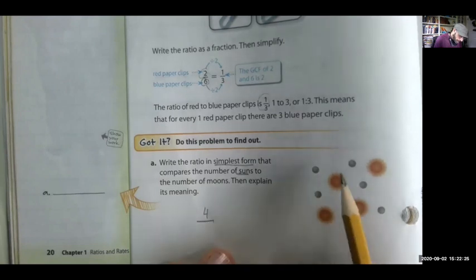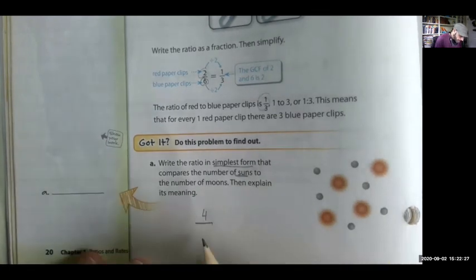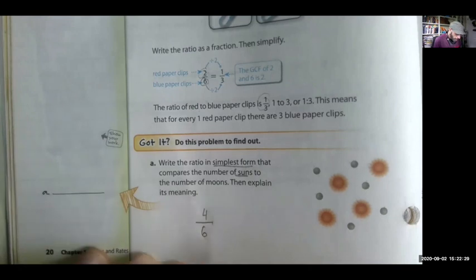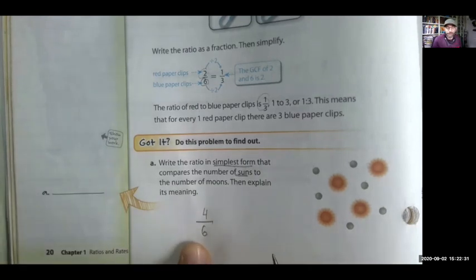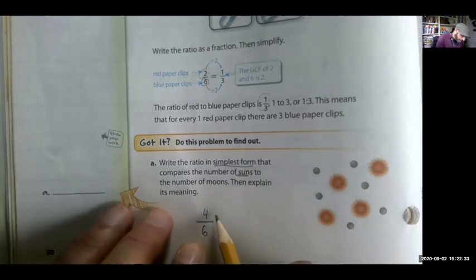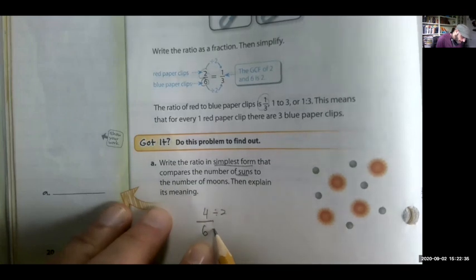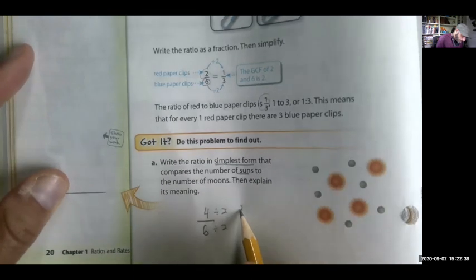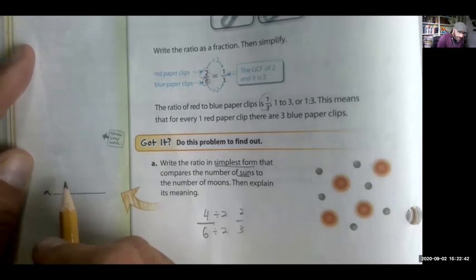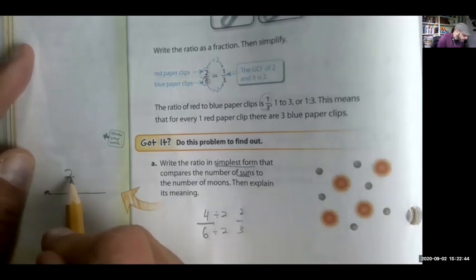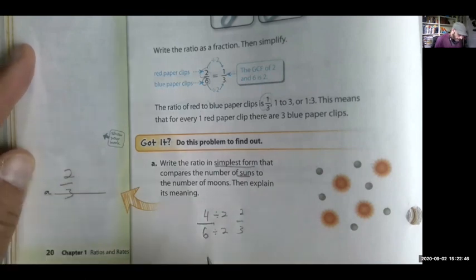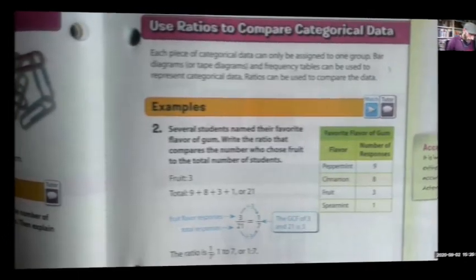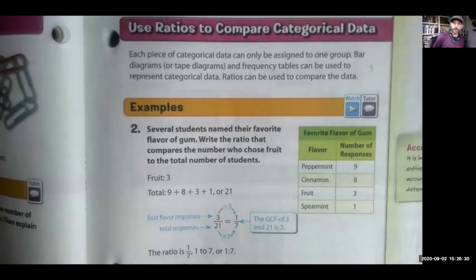We have 1, 2, 3, 4, 5, 6 moons. So it's 4 to 6. But of course we have to reduce that. So how do we reduce? Divide by 2, divide by 2, and then our answer should be 4 divided by 2 is 2, and this is 3. So over here on the side I write it's 2 to 3. For every 2 suns there are 3 moons. Okay. So now we're on page 21 on the next page.